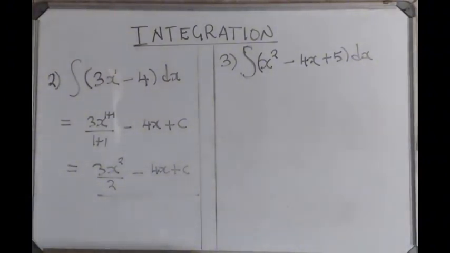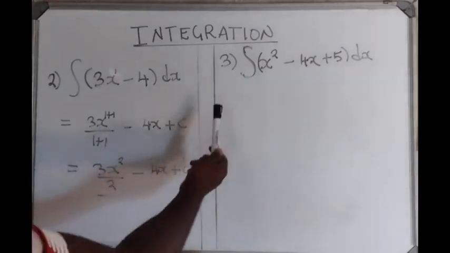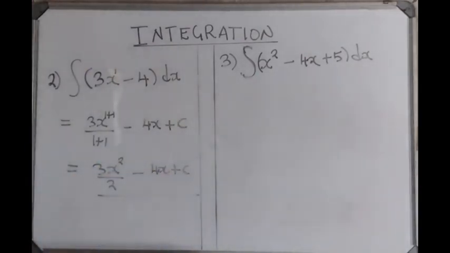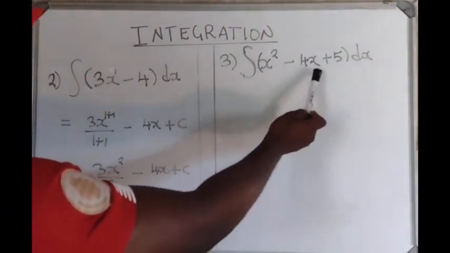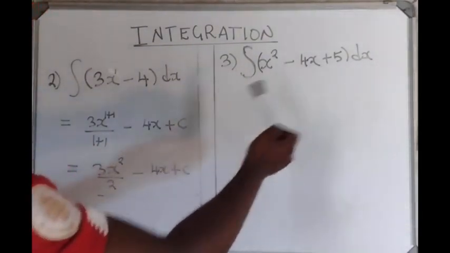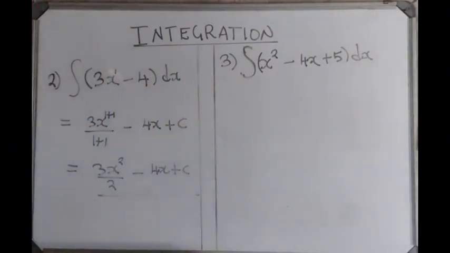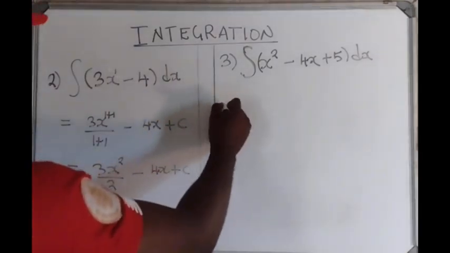All right, so I hope that you are following. We have answered question 2. We now move on to question 3, where they want you to integrate this function, which is x squared minus 4x plus 5, with respect to x. So how can you integrate this? I'm sure by now we are getting something.